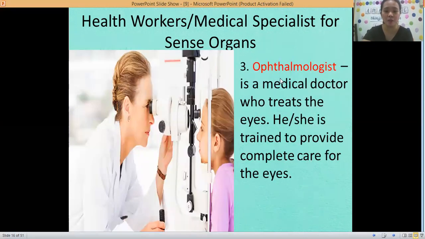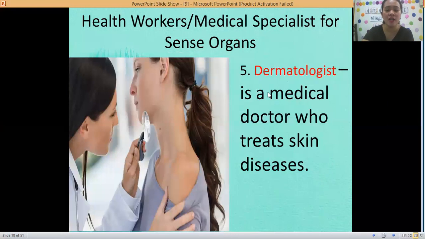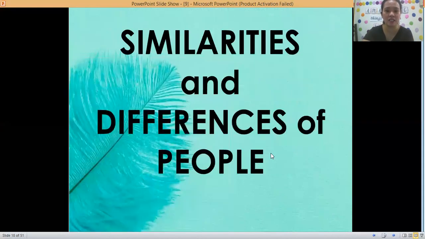Number three, ophthalmologist is a medical doctor who treats the eyes, and she or he is trained to provide complete care for the eyes. Optometrist is a healthcare professional who is licensed to examine or diagnose visual conditions and prescribe glasses and contact lenses. And the last one, dermatologist is a medical doctor who treats skin diseases.